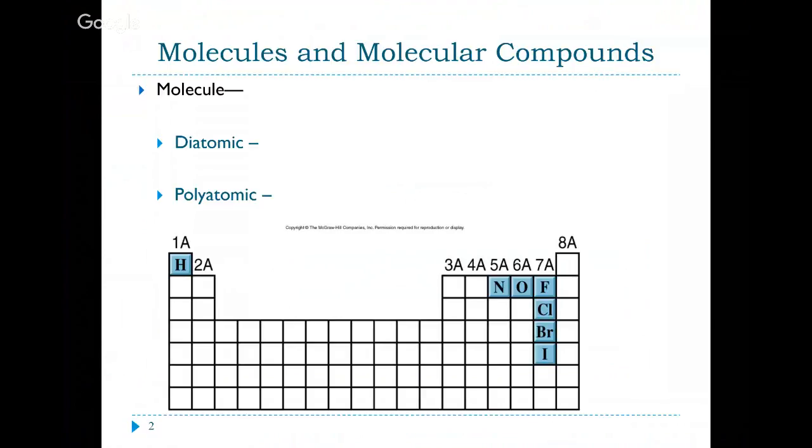So polyatomic means that we're going to have three or more atoms. They can be different, they can be the same, coming together to form a particular type of compound.